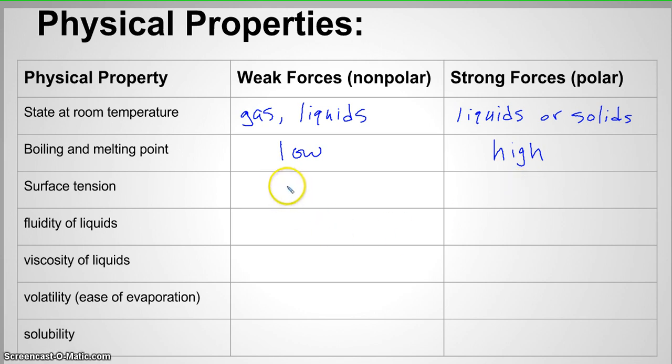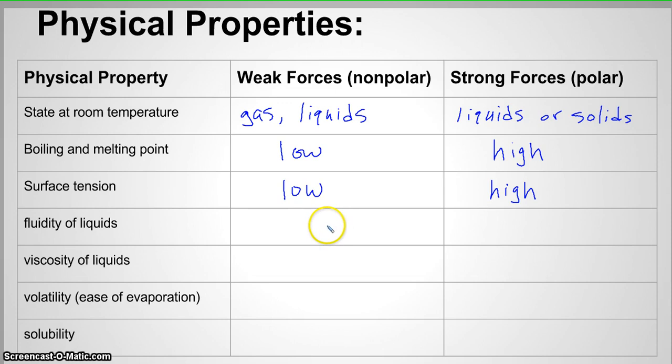Surface tension for nonpolar compounds is low. Okay, the molecules are held together with weak forces, so there's not really a lot going on the surface. Strong forces, we're going to have high surface tension, and this is going to affect things like capillary action, how easily they spread out if they were on a table or something like that. So that's what our surface tension is going to look like.